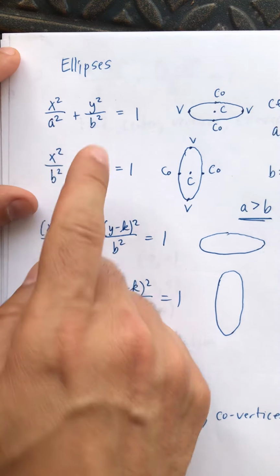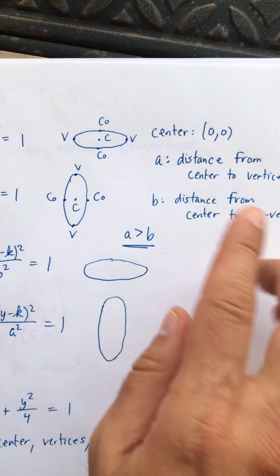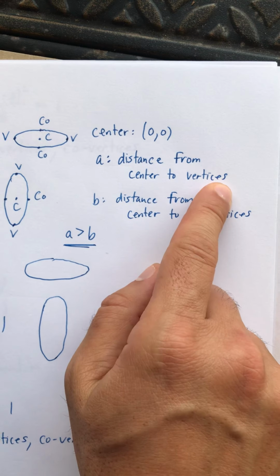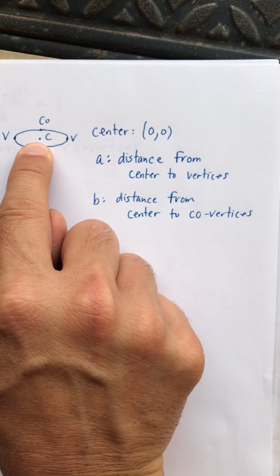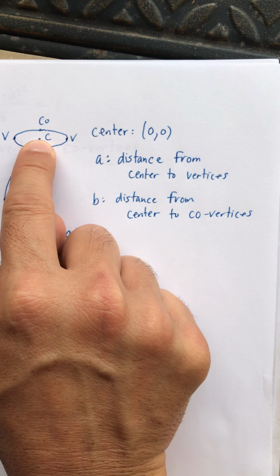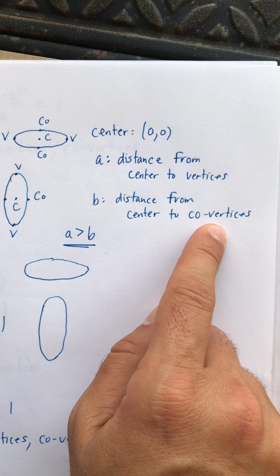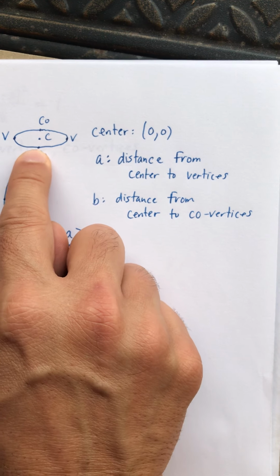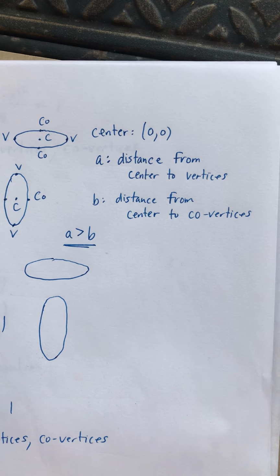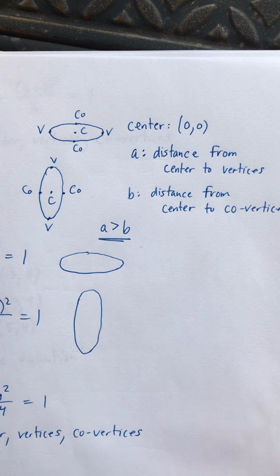Now, what do a and b stand for? A stands for the distance from the center to the vertices. So from C to the V's, from C to V and C to V this way, is a units. B is the distance from the center to the co-vertices. So from C to this co-vertex and from C to that co-vertex is a distance of b units. Again, a is always greater than b.